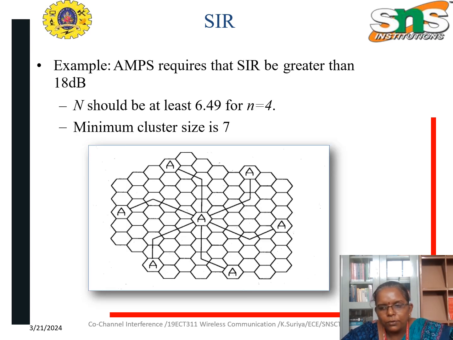In this diagram, you can see the 6 interfering co-channel cells. These 6 cells marked as A represent the co-channel cells in the first tier. It's an example where AMPS requires that the signal to interference ratio should be greater than 18 dB. For this condition, your N value should be 7 for a path loss component of 4. So your cluster size here should be equal to 7.